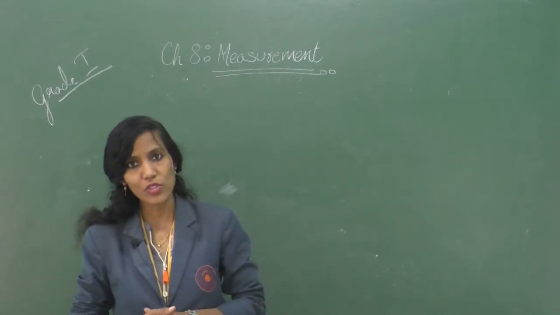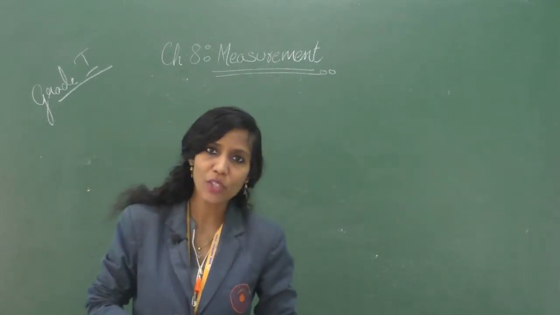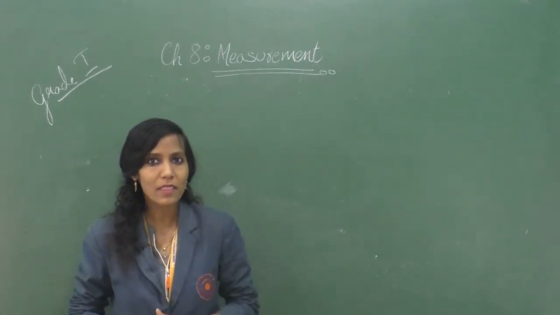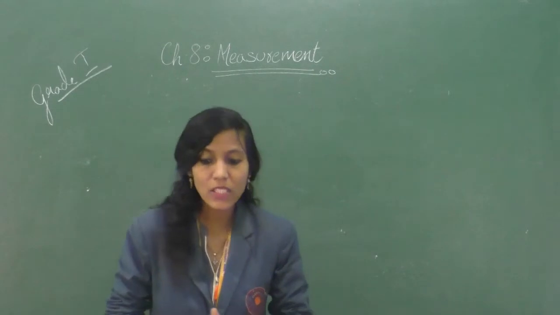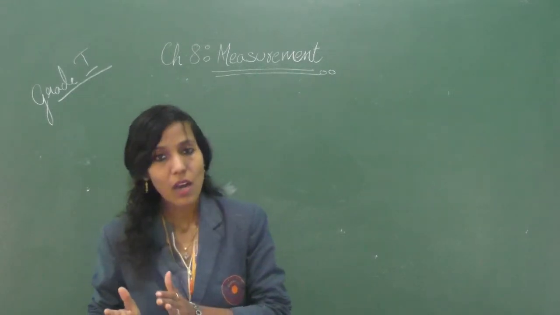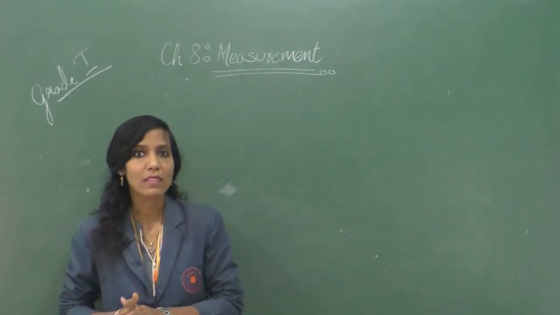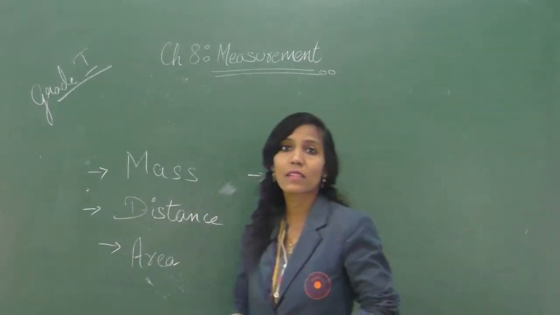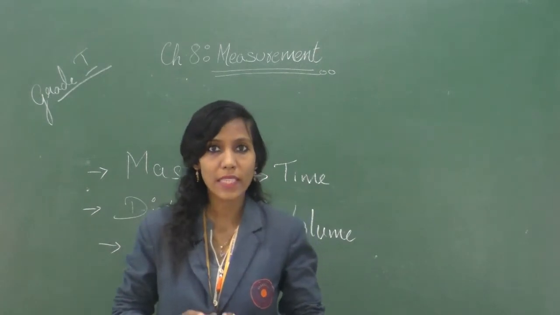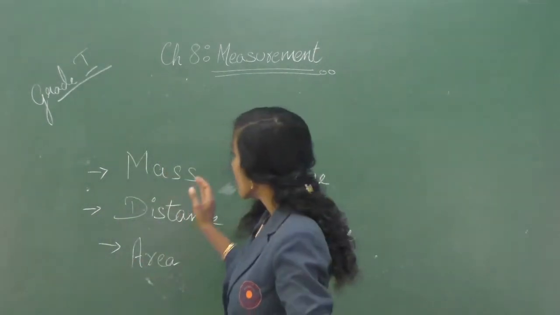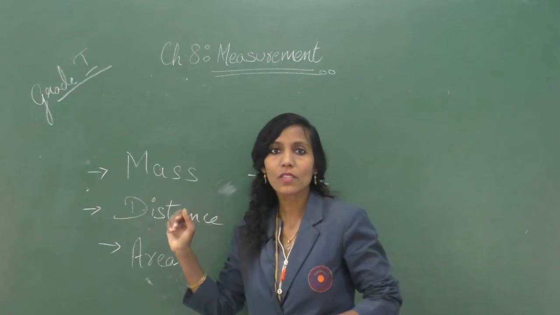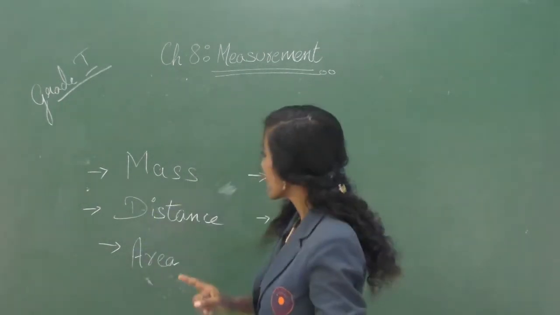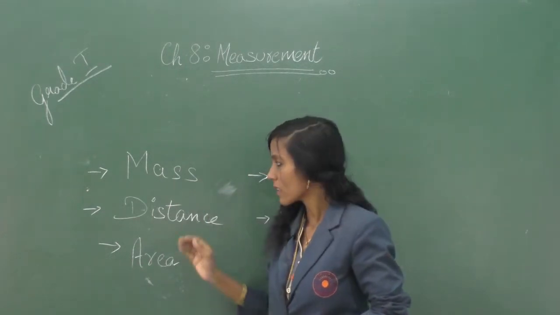So now the question is, what is measurement? Measurement is nothing but finding a number that shows size or weight or amount of something. There are 5 basic measurements. They are mass. Also, you can say it as weight. To measure mass, we use units like grams, kg, ton, etc.